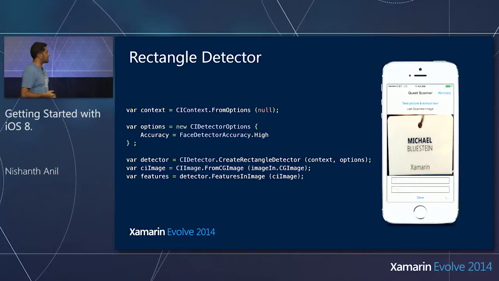So here's the code for rectangle detector. You create a context, just like how you work with Core Image. You first create a context, and then you provide the option, which is what level of accuracy you're looking for. And then you create the rectangle detector with your context and options, and then you get the image and the rest of the code. It's self-understandable, right?